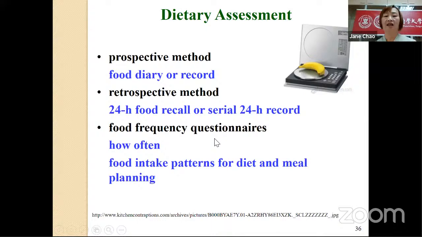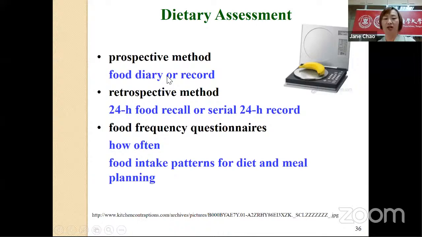Okay. The answer is not all. Not all methods are suitable for the elderly. Why? I will tell you the reasons. Okay, prospective method. What kind of method do we call the prospective method? That means you write a food diary or record the food you eat right now or in the following meals.